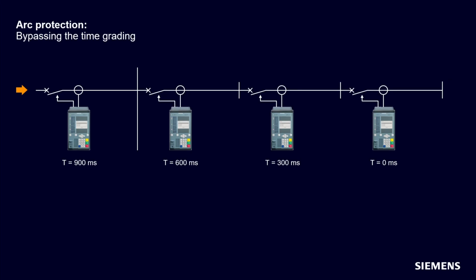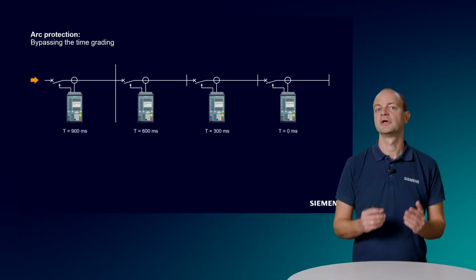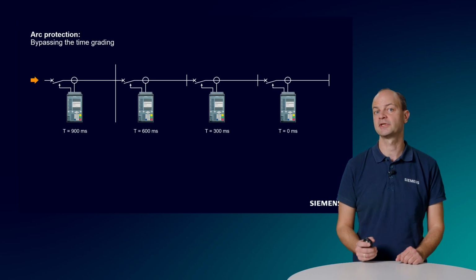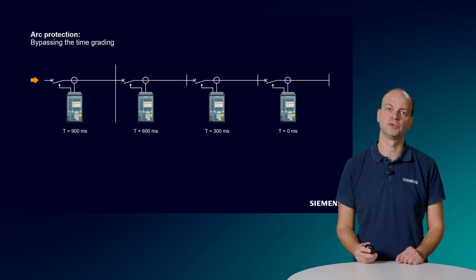So how does an arc protection solution minimize the damage? In general, in overcurrent protection applications, the selectivity is given by time grading. In our example, we see a feeder with 4 sections. Each section has a circuit breaker and a protection relay.